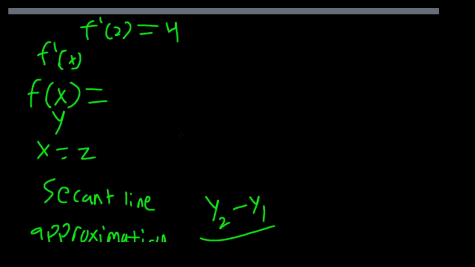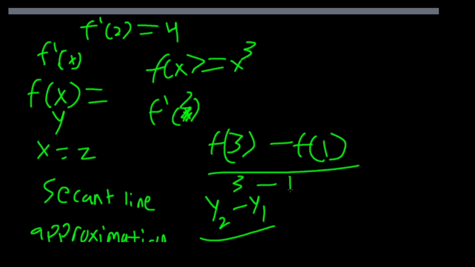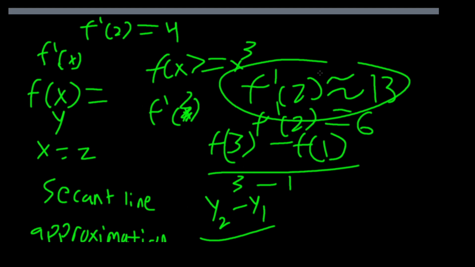So on an FRQ, when you see, given the function f of x equals x cubed, estimate f prime of 2, this is called f prime of x, by the way, you're going to be like, oh, okay, I got this. It's going to be f of 3 minus f of 1 over 3 minus 1. You write it like this, but I'll do that later. Then you say f prime of 2 is approximately equal to 13, even though you know f prime of 2 is actually equal to 6. But you use this because that's secant line approximation.